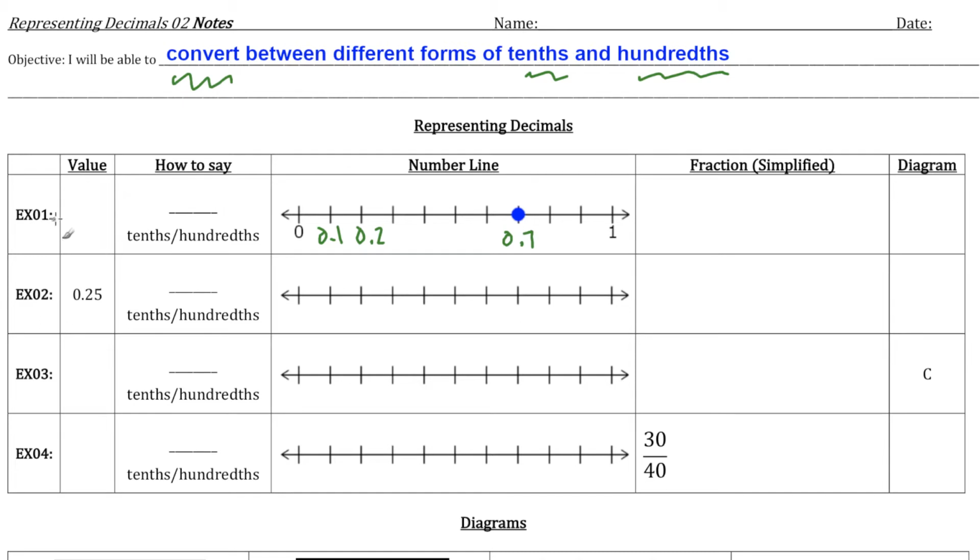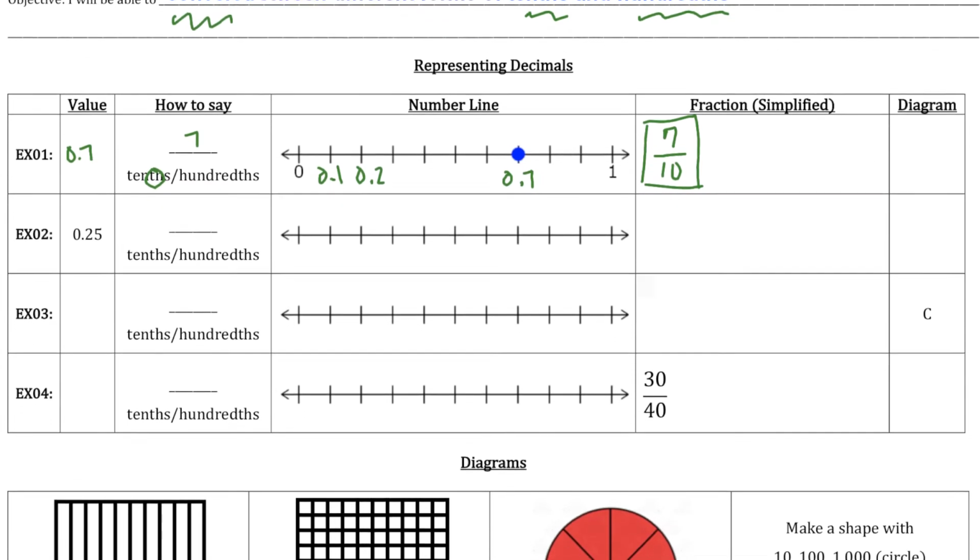So it's 7/10. If we were to represent this with a fraction, we put 7 over 10. Now let's simplify this. 7 and 10 don't have a common divisor besides 1. And let's represent this in the diagram. Let's see which one we can use.